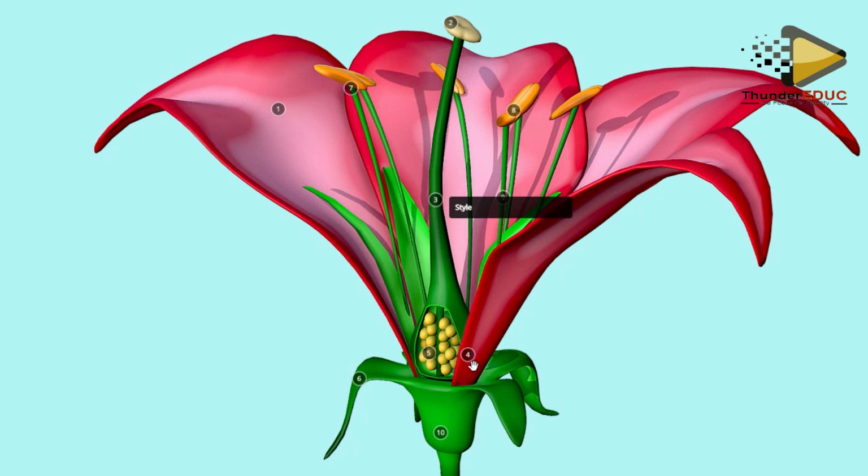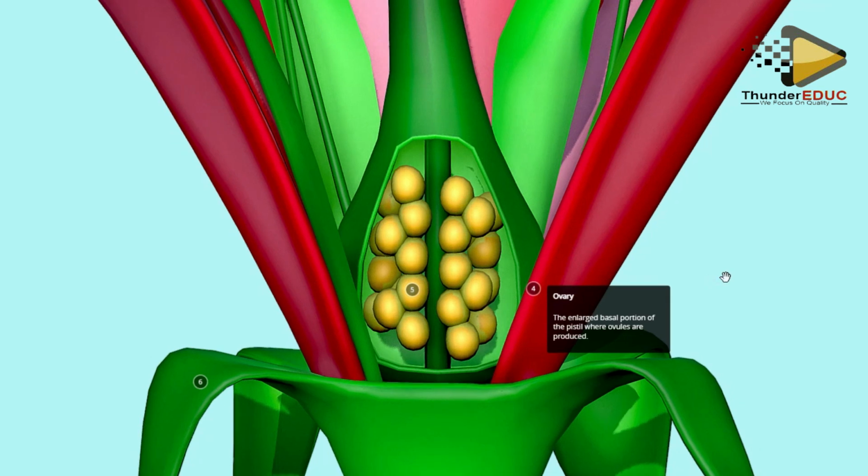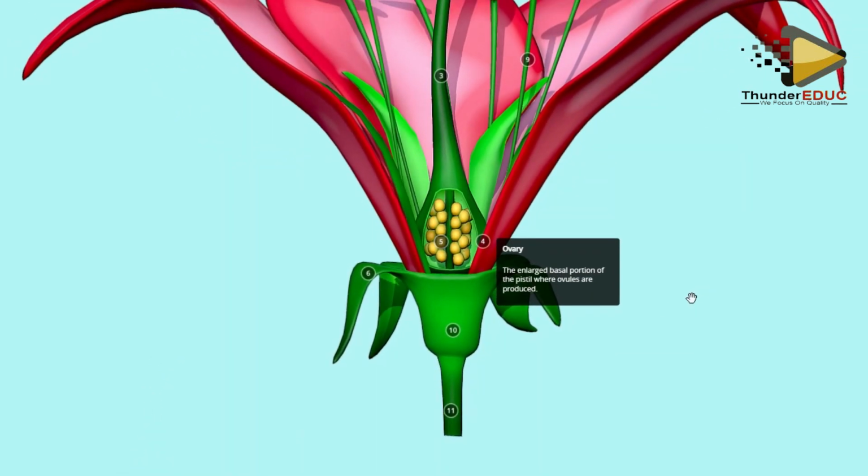Then it has what we call the ovary. The ovary has the ovules. The ovules are the eggs which are being fertilized so that the fruit can start to develop.